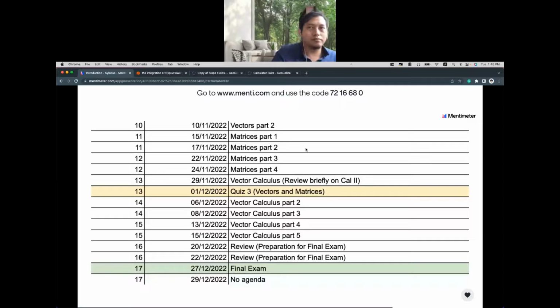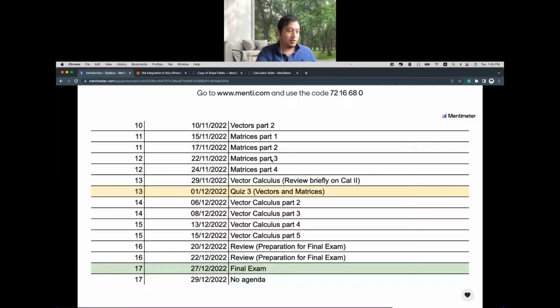I will go for how to find the eigenvalue. This is the matrix part. At least the eigenvalue, and then we move to vector calculus. I will review a little bit of the calculus too, especially the double integral and then the triple integral. A little bit, just a little bit, and partial derivative, and then another quiz.